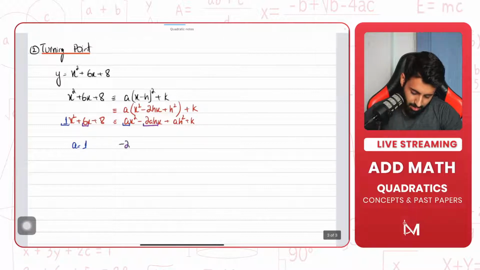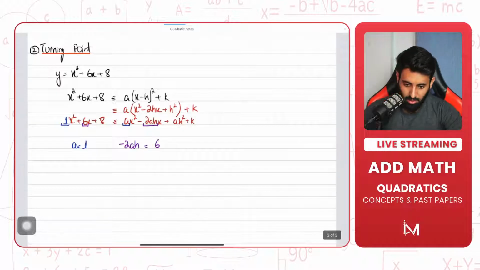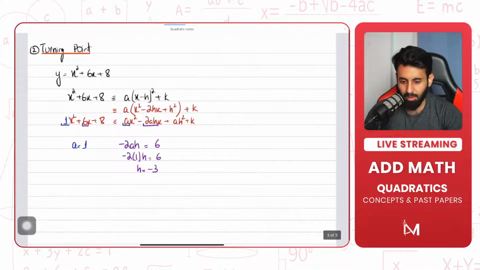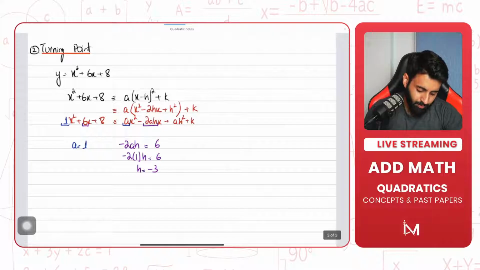So that means minus 2ah is equal to 6. Okay, and we replace a by 1. So minus 2 into 1 into h is equal to 6. That means h is equal to minus 3. There you go. Then we find the constant.